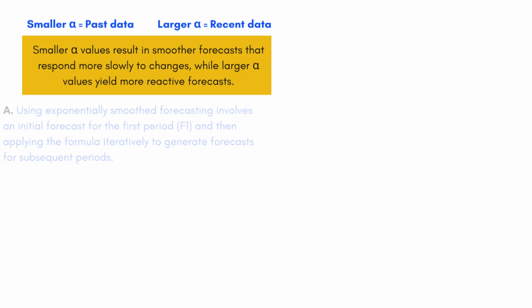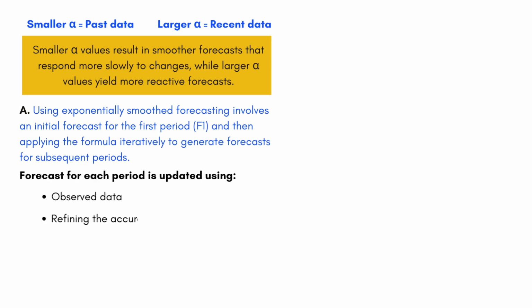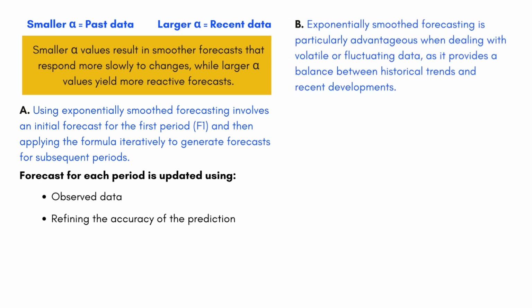The process of using exponentially smooth forecasting involves an initial forecast for the first period, F1, and then applying the formula iteratively to generate forecasts for subsequent periods. The forecast for each period is updated using the observed data, refining the accuracy of the prediction as more information becomes available. Exponentially smooth forecasting is particularly advantageous when dealing with volatile or fluctuating data, as it provides a balance between historical trends and recent developments.